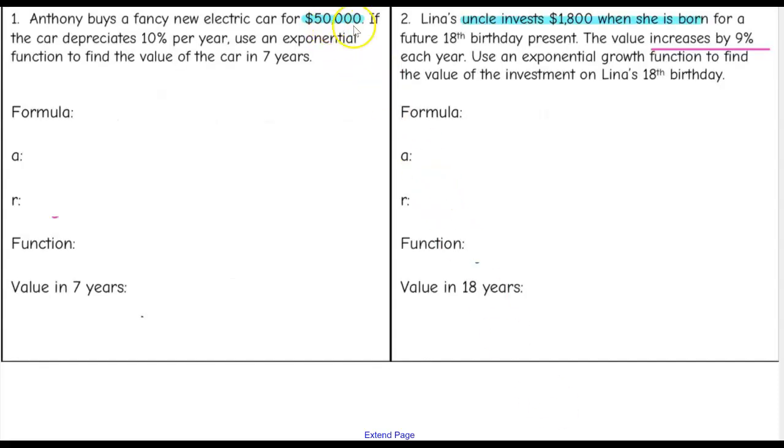So we got the 50,000, okay, and since it depreciates, we're going to use y is equal to a times 1 minus r raised to the x. We're using minus because it decays. Now we need the initial amount, which is 50,000.